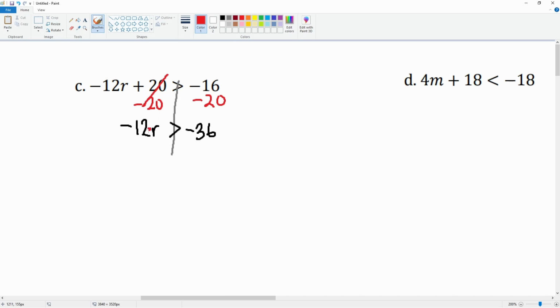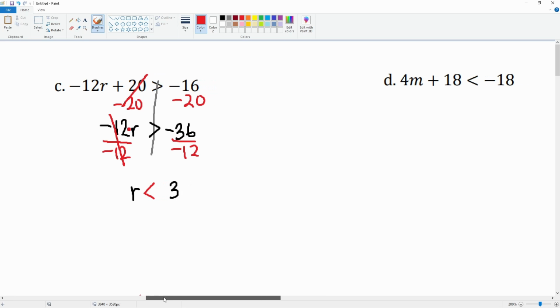Please understand this is attached via multiplication, so it's negative 12 times r. To get rid of this times negative 12, we're going to divide by negative 12, divide by negative 12. So this does cancel because negative 12 over negative 12 just becomes the number 1. So it's 1r. Everyone just writes r. The negative 36 divided by negative 12 is the number 3. Because you divide by negative, the inequality switches. So it's r is less than 3.